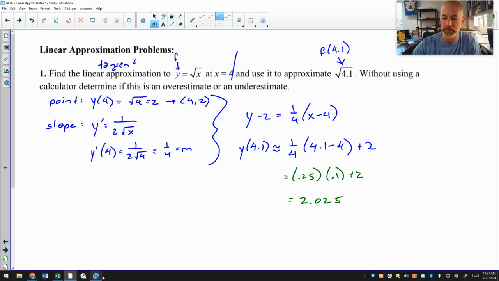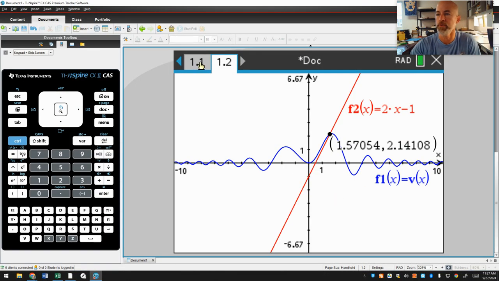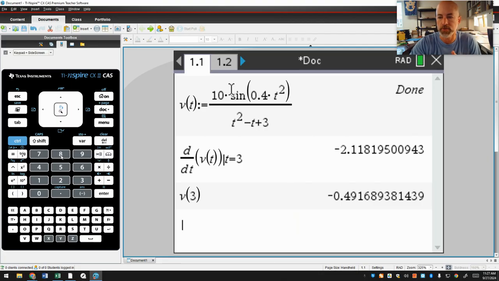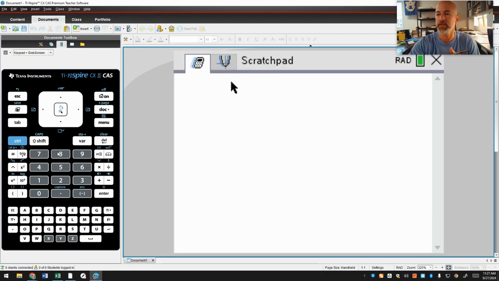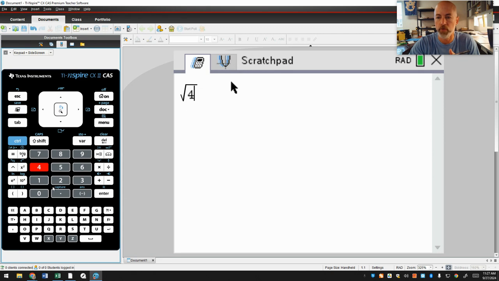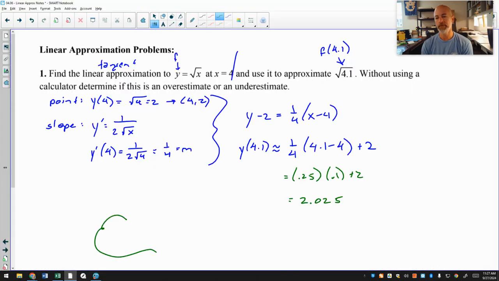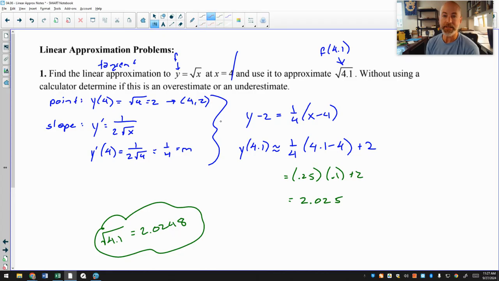I'm going to pull up a calculator. Let's see what the square root of 4.1 is. I'll just go to Scratchpad to get all that stuff out of the way. So the square root of 4.1 is actually 2.0248. So in a calculator, I determined that the square root of 4.1 is actually equal to 2.0248. And if you consider rounding, my linear approximation technique was actually accurate to the thousandth decimal place. That is impressive.